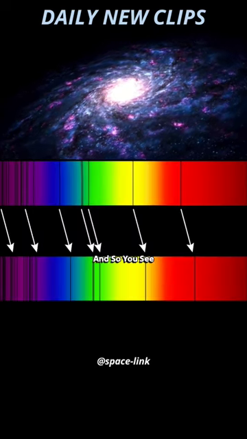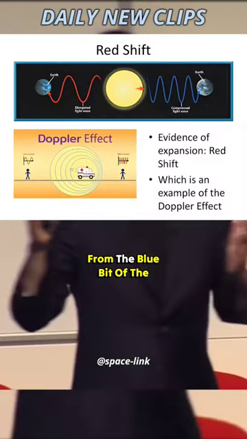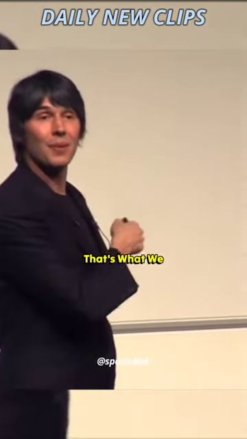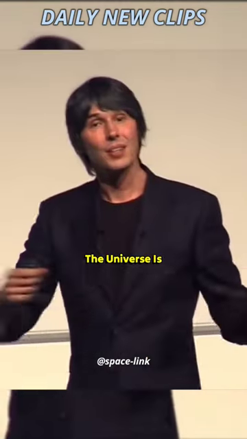it gets stretched. And so you see the whole fingerprint of the atoms moved from the blue bit of the spectrum to the red as the light gets stretched, as space stretches. That's what we observe. So that's a very direct measurement that tells us that the universe is expanding.